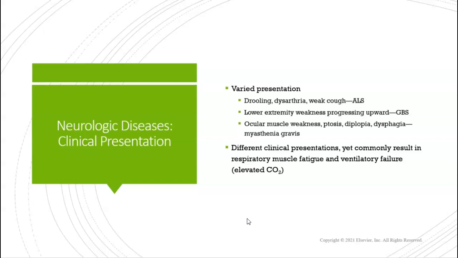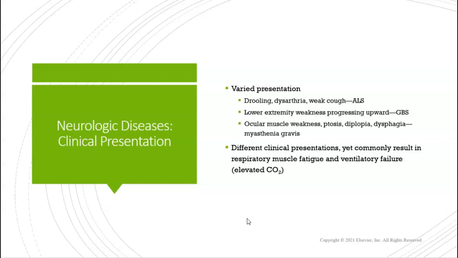Myasthenia gravis is the opposite, so it's mind to ground, where you see that ocular muscle weakness. That's usually the hallmark. You have some facial or eye muscle weakness around the eyes. Ptosis, dysphagia, those are all usually issues with the patient's ability. Muscles in the neck and the face are usually the hallmarks of myasthenia gravis. So they're going to have those different clinical presentations, but very common with all of them is that it's going to result in respiratory muscle fatigue and eventually ventilatory failure.